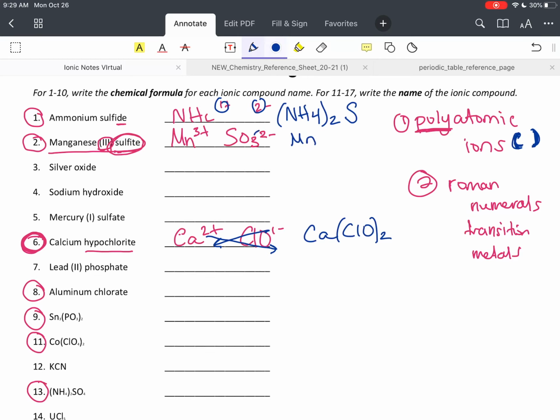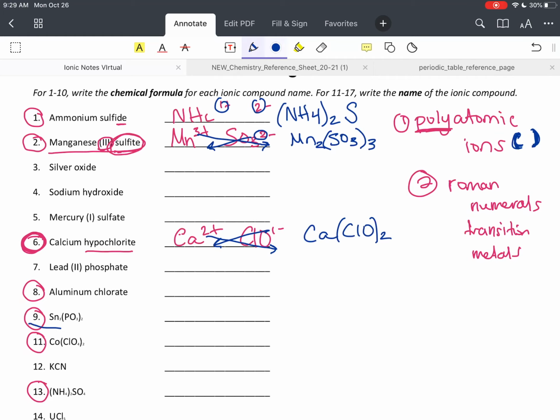So Mn, this 2 is going to crisscross. And then I have SO3. Now when this 3 crisscrosses, I don't just write the 3. I can't forget my parentheses because there's 3 of the entire sulfite ion. It's not SO33. It's SO3 in parentheses and a 3.